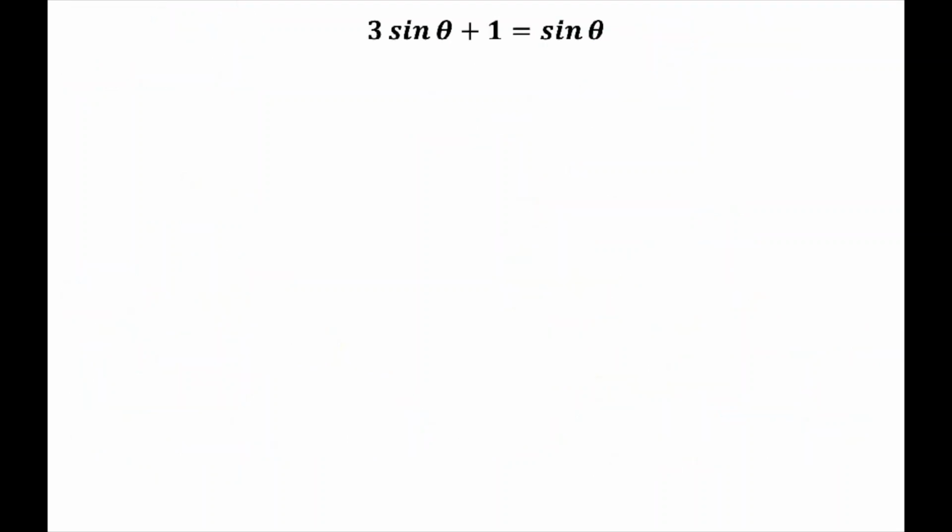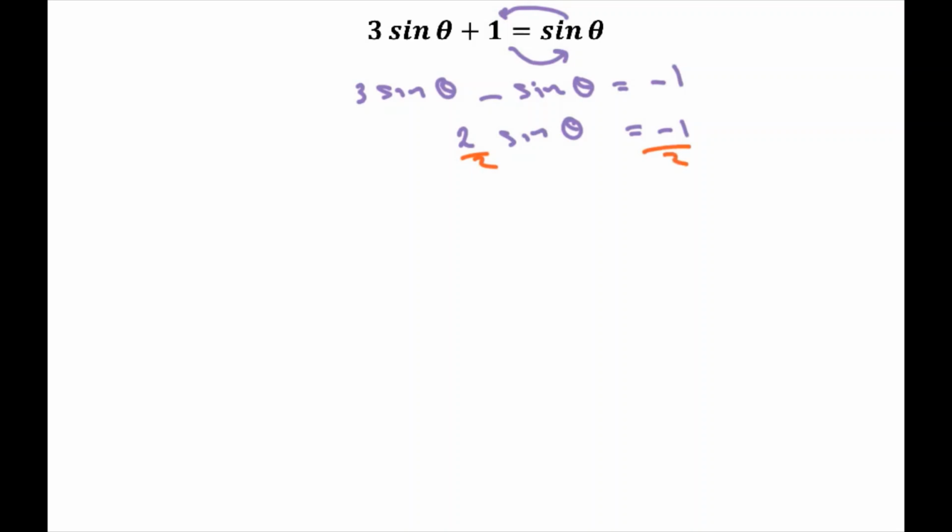Now what about this question here? 3 sine theta plus 1 equals sine theta. We need to move signs to one side and the number to the other side. So 3 sine theta minus sine theta equals -1. 3 minus 1 is 2 sine theta equals -1. And then you will divide both sides by 2. So sine theta will equal -1/2.